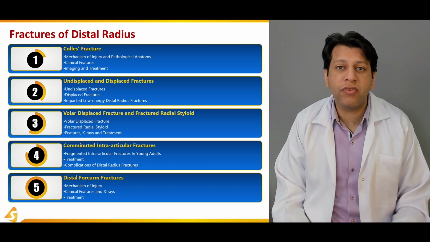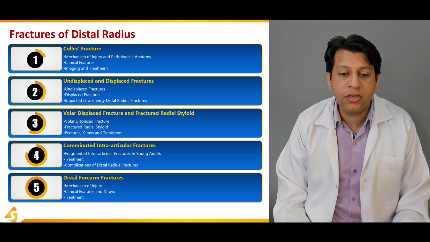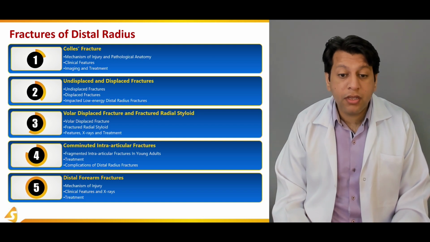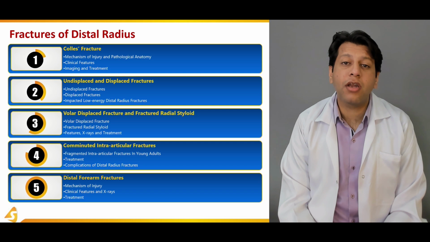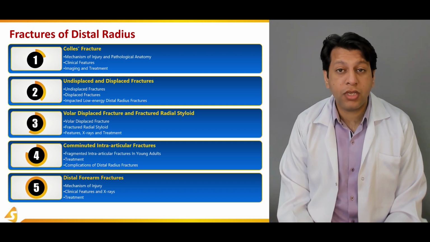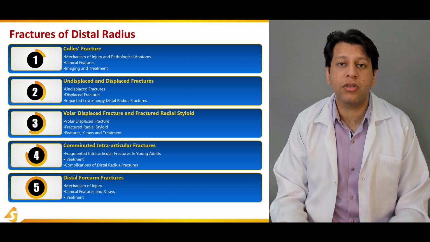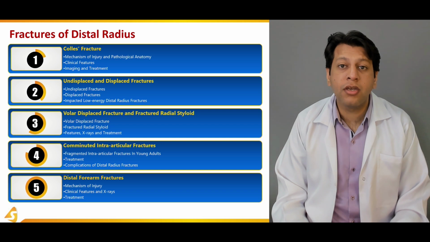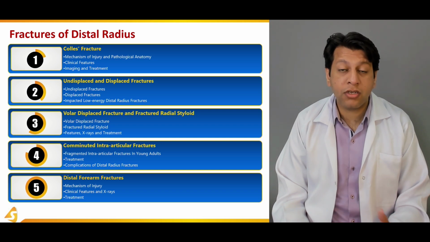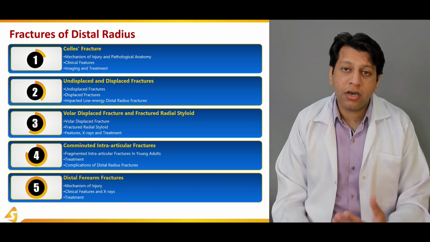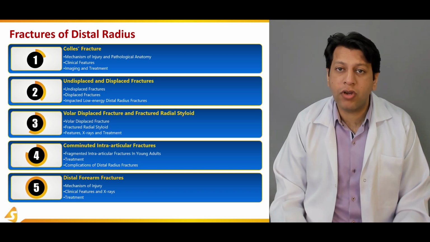Thirdly, we'll be going through the volar displaced fracture, which is another entity called Smith fracture, and the radial styloid fracture. We'll be briefly discussing them, their treatment and management. In the fourth, we'll be discussing the intra-articular comminuted fractures. With the distal radius, we can have a simple transverse fracture, we can have a simple fracture extending into the articular surface, called intra-articular extension, or it could be a comminuted intra-articular fracture.